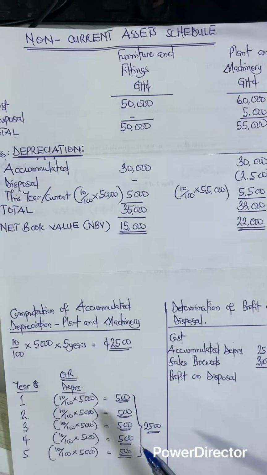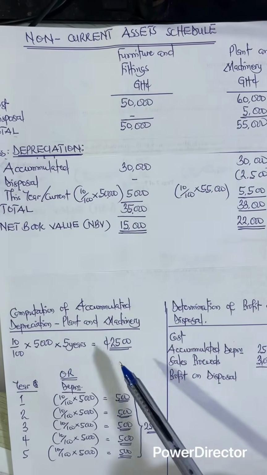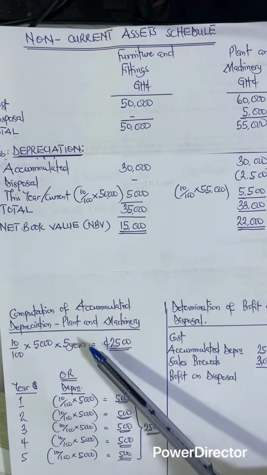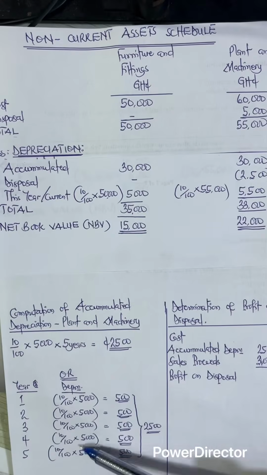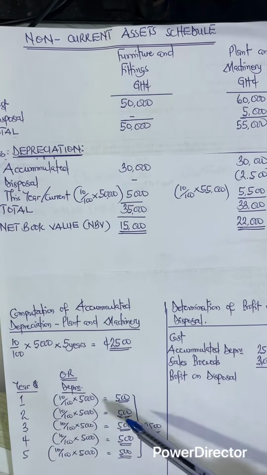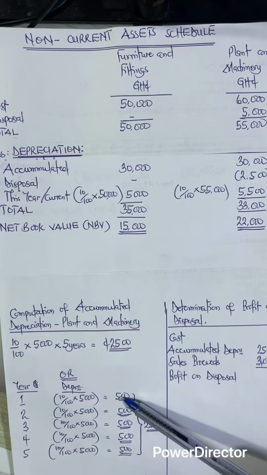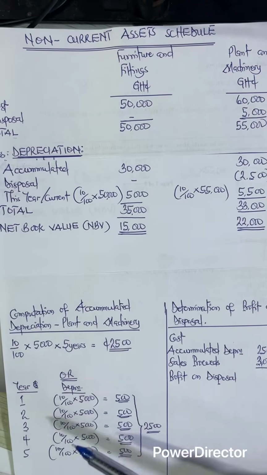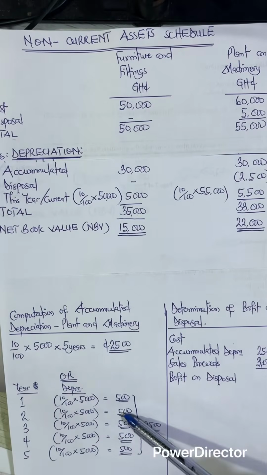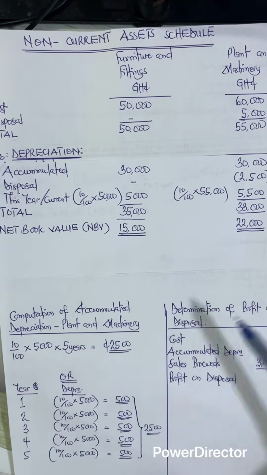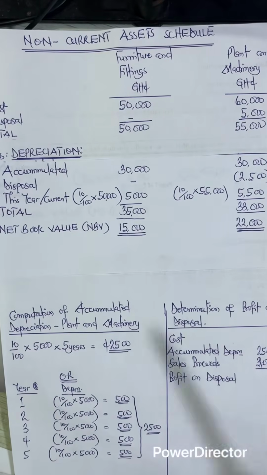But if the method of depreciation is the reducing balance method, you can't use this one. You have to use this. With the reducing balance method, when you compute this year's depreciation, you get 500. Next year, since it's reducing balance, you must deduct the 500 from 5,000 to get 4,500 and apply the rate of 10%, which will give you 450. Unlike the straight line method, where every year you do it straight on the cost, reducing balance is different.